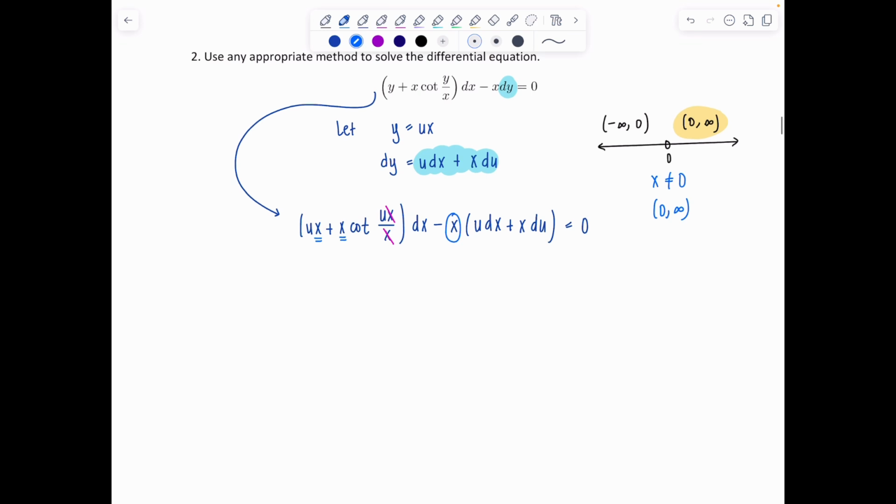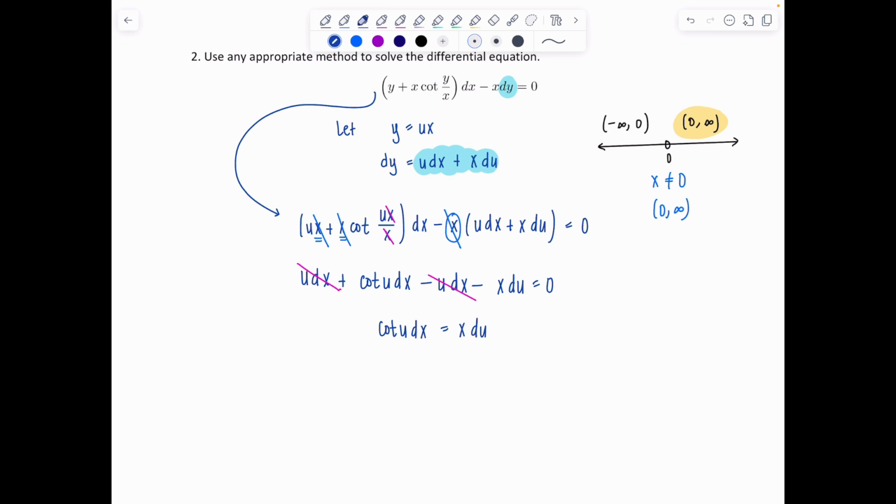Okay, so these are all canceled out. And then I'm also going to distribute at the same time in the next line. So we'll have u dx plus cotangent u dx minus u dx minus x du is 0. Good? Beautiful. And then u dx cancels as well. So we have cotangent u dx equals x du.